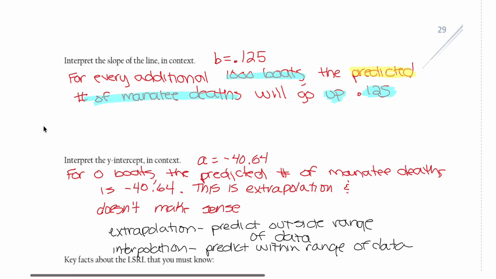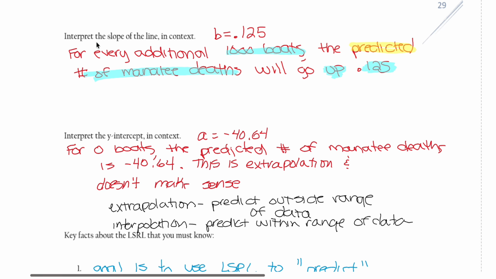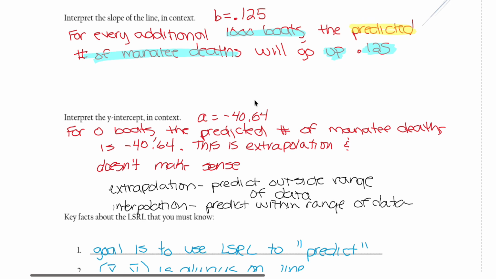And another question you'll be frequently asked is, interpret the slope of the line in context. We know b is equal to 0.125, so we're going to say for every additional 1,000 boats, the predicted number of manatee deaths will go up 0.125.